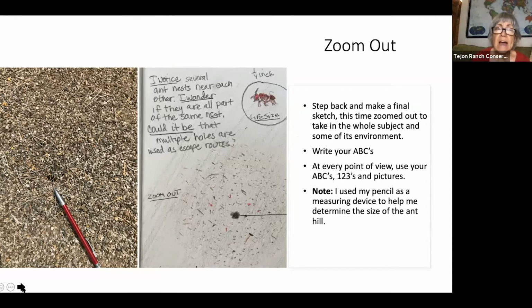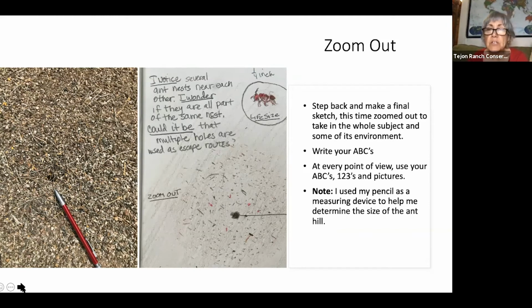So standing back, I looked at the actual ant nest in my case. And then I wrote more I notices, I wonders, and could it be's, but I was writing those about my zoomed out part. So you're going to have I notice for life size, magnified, and zoomed out. I wonder for life size, magnified, and zoomed out. And could it be's for the same thing. So I notice, I wonder, could it be's, and then don't forget, this reminds me of.